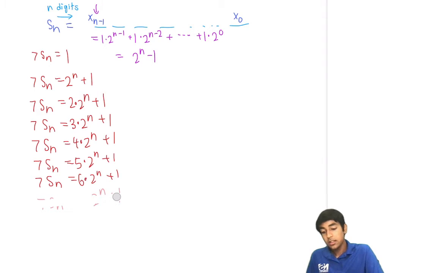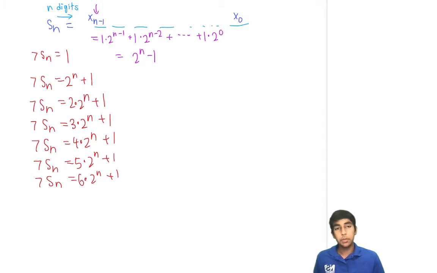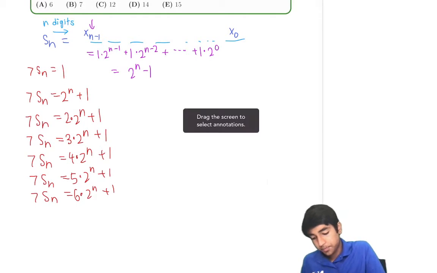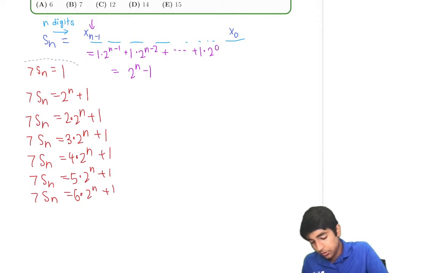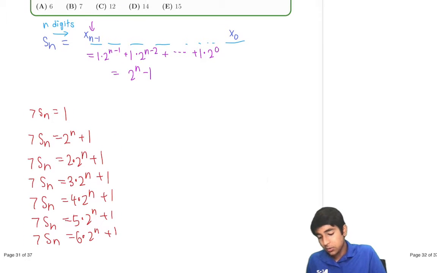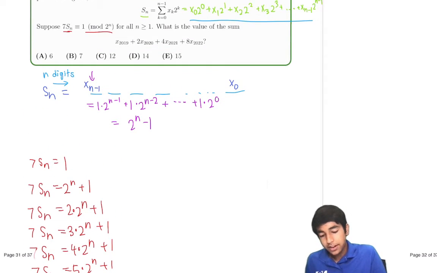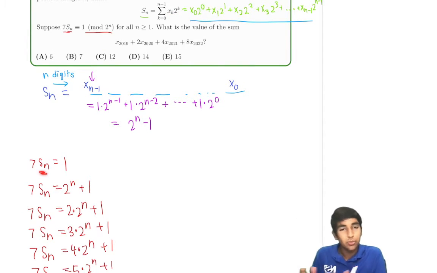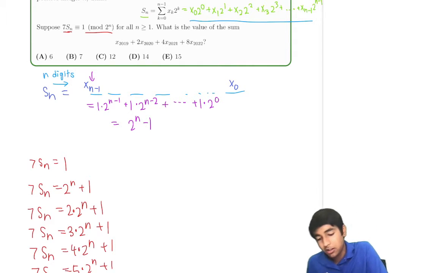So, this is it. These are the only possibilities. But even of all these, not all of them work. Let's see which ones do work and which ones don't. Okay, first of all, 7 times s of n equals 1. s of n is an integer, right? We're adding up powers of 2 times an integer. Can an integer times 7 equal 1? Well, this would mean s of n is 1/7. Obviously not possible.